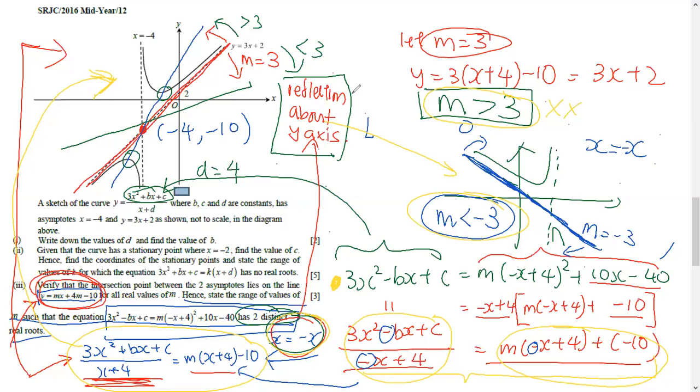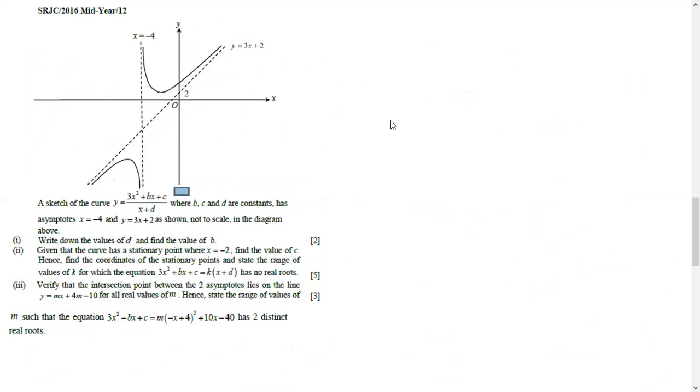Most importantly, you must understand the idea of a member of the graph, the family of a graph. In this case, by setting m equals 3, you can literally find a member of the graph. And from there, you do the analysis. So if this is okay, let's move on to the last.